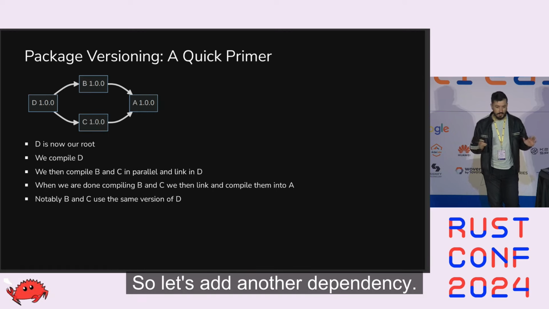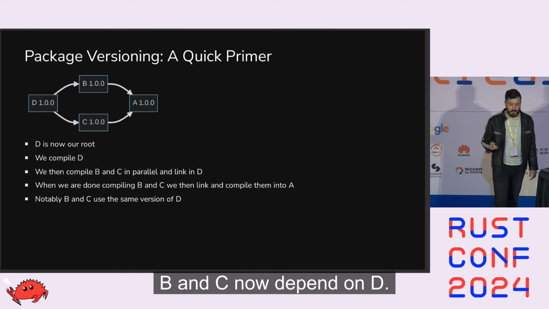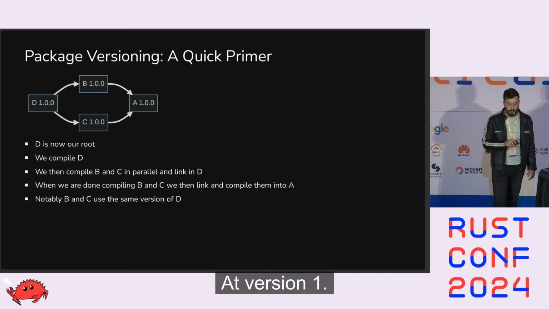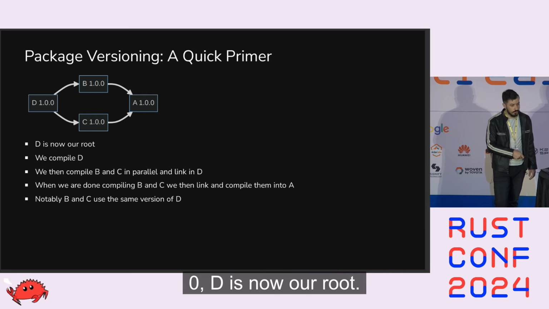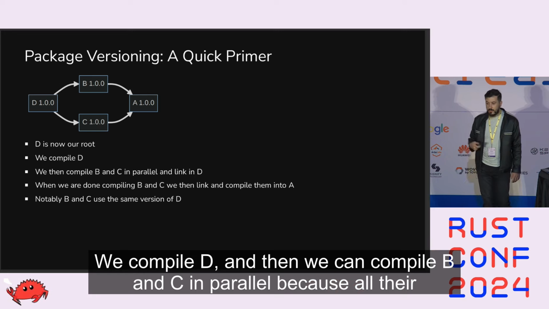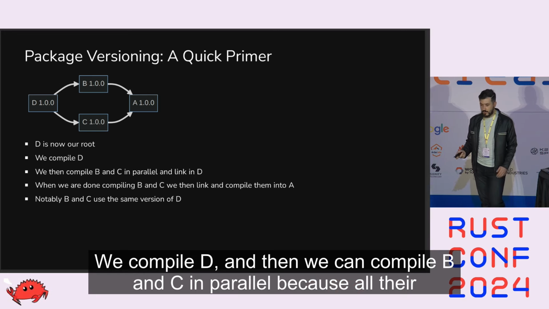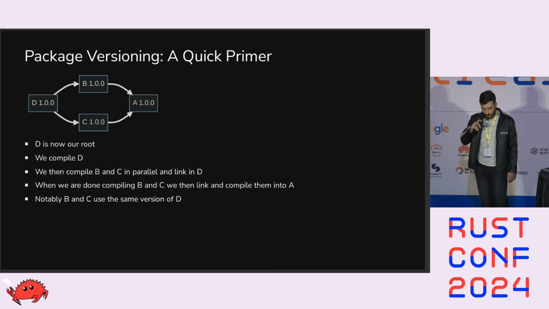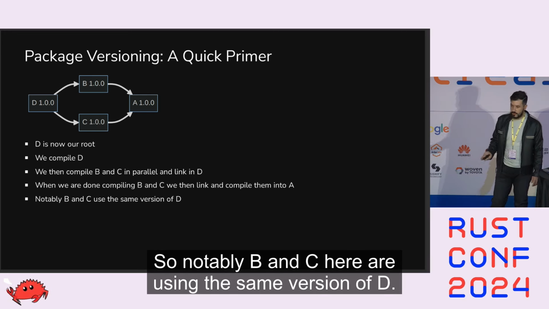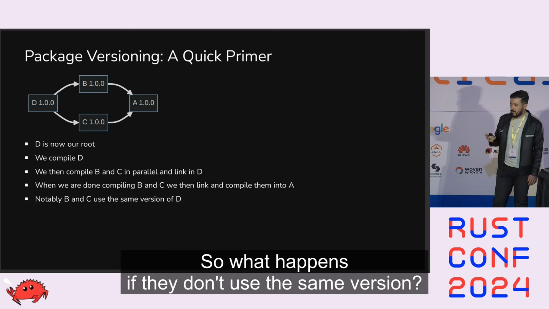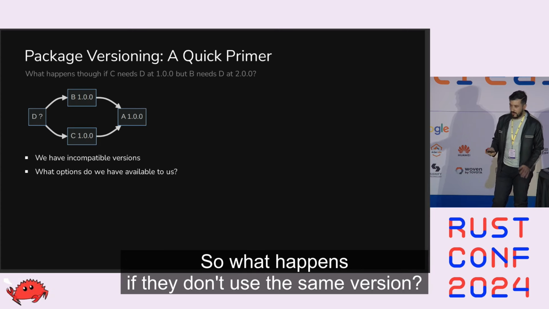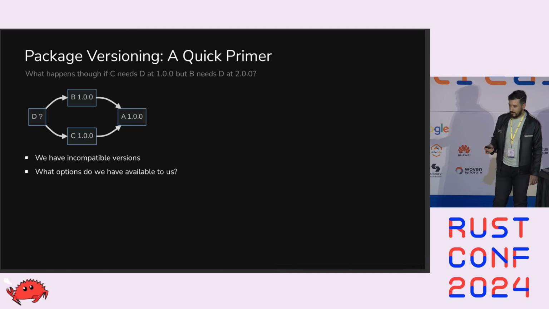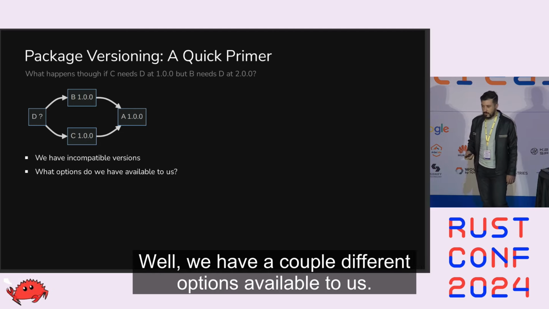Everyone is having a good time. So let's add another dependency. B and C now depend on D at version 1.0. D is now our root. We compile D, and then we can compile B and C in parallel because all of their dependencies have been built, and then we can compile A. So notably, B and C here are using the same version of D. So what happens if they don't use the same version? Well, we have a couple different options available to us.